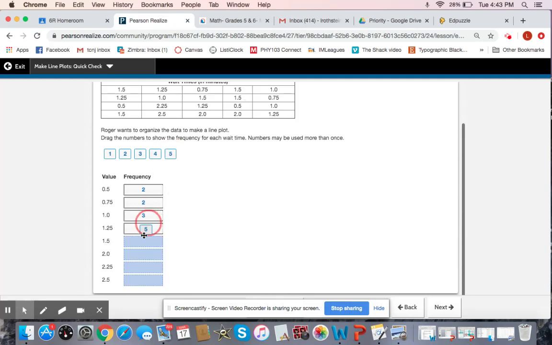So we'll drag the 5. 2 shows up once, twice. 2 in 25 hundredths shows up once. That's it. And 2.5 shows up once. And that's it again. All right, so frequency just means how many times a value shows up on your line plot or in your frequency table.